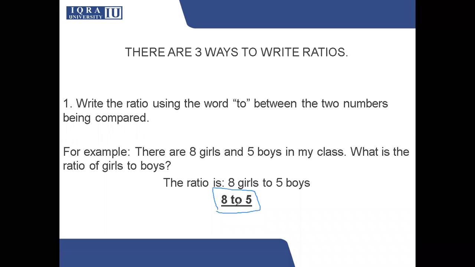So this is one way of writing ratios. One of the ways of writing ratios is to use the word "to" in between, 8 to 5. Or for example, if there were 12 boys and 10 girls, I can say 12 to 10, right? So this is the first way of writing ratios.